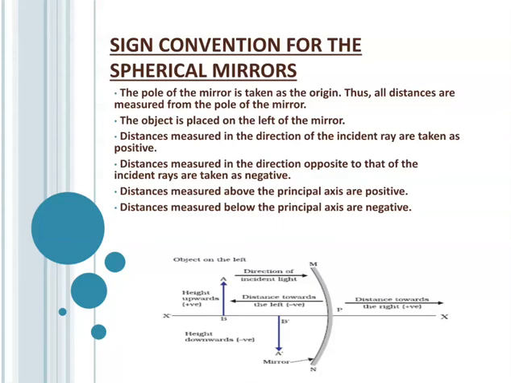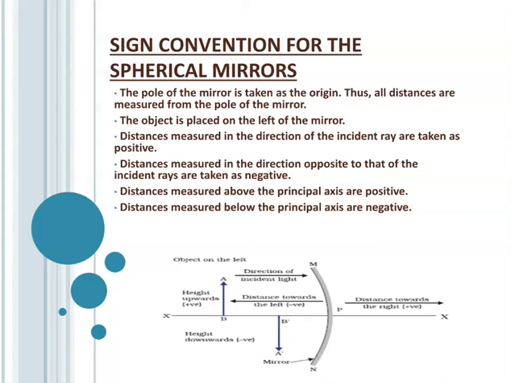Today we are going to discuss the topic New Cartesian sign convention. It is also known as simply sign convention. Nowadays, sign convention is used for measuring the various distances in the ray diagrams of concave mirror and convex mirror. According to New Cartesian sign convention, the pole of the mirror is taken as the origin, and all the distances are measured from the pole P of a spherical mirror.